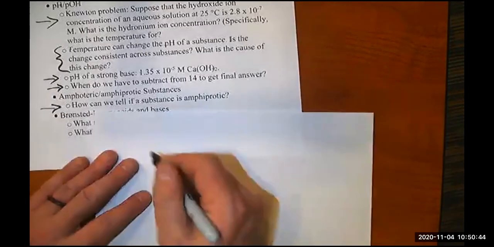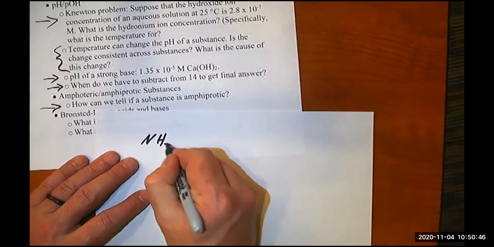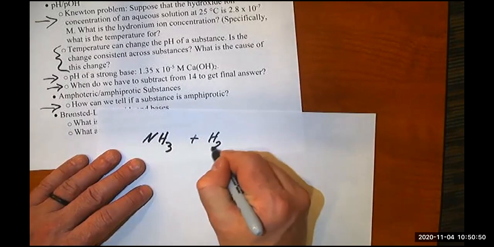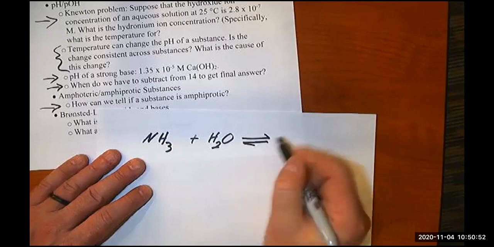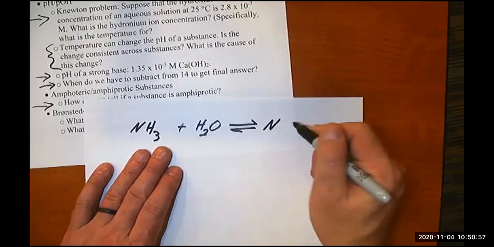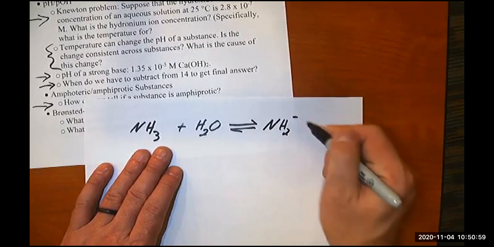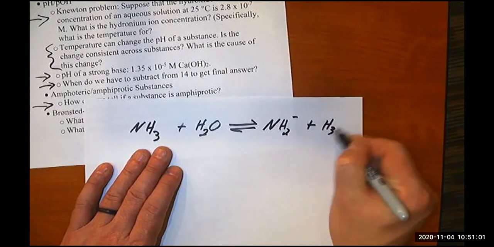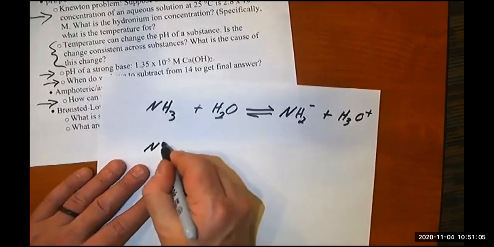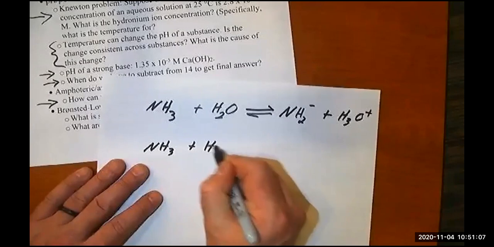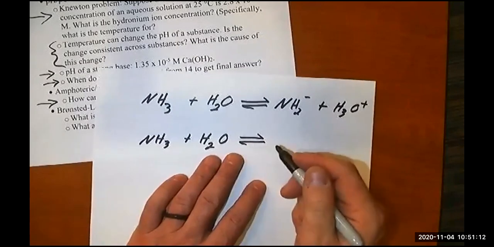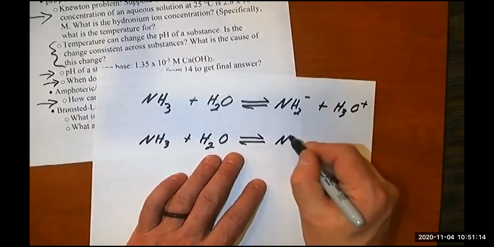So, for example, let's look at ammonia, NH3. Its acid reaction, where it is acting as an acid, would be donating a proton to water. Okay. Its base reaction would be accepting a proton from water.